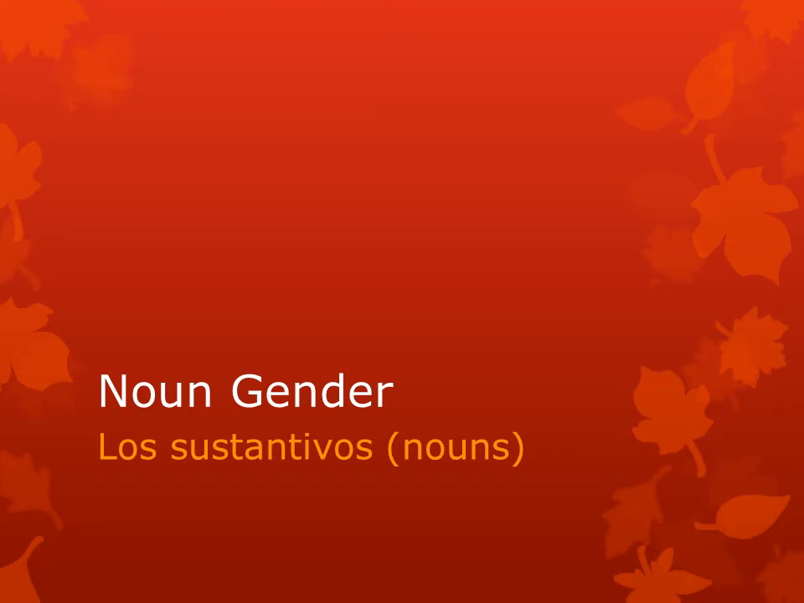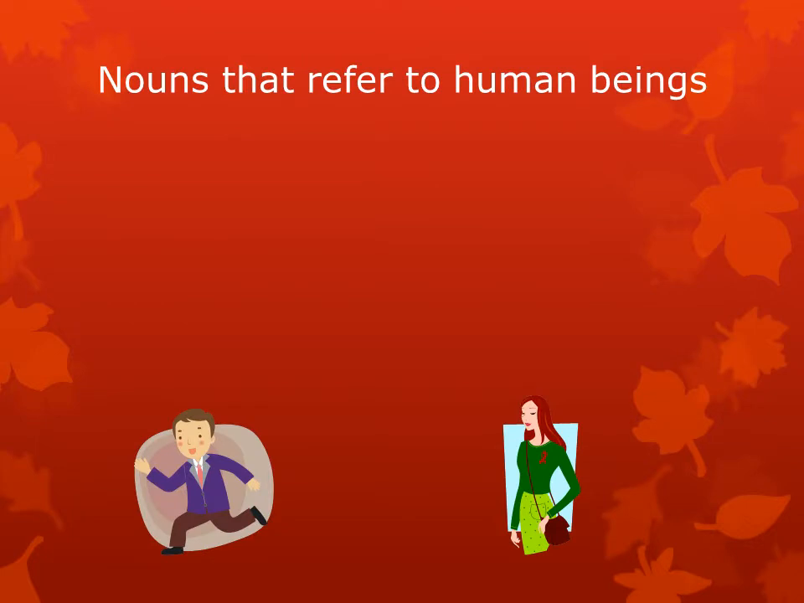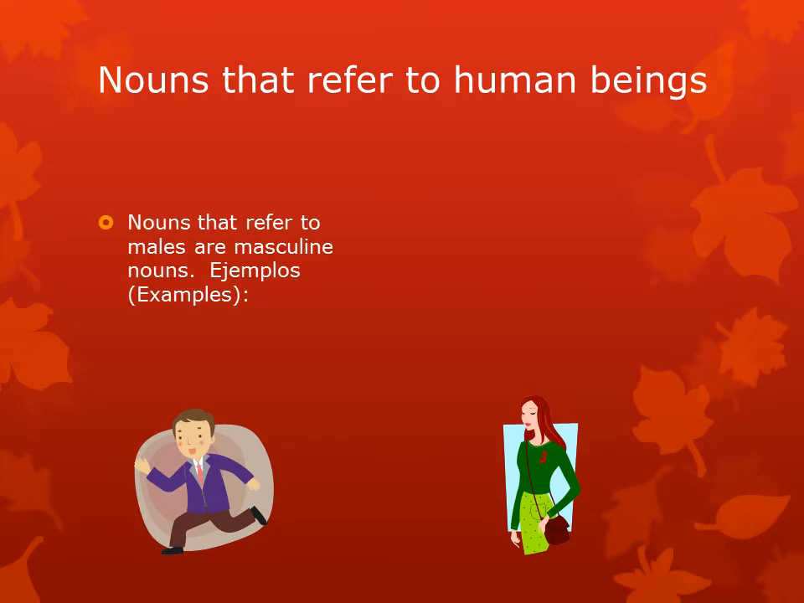The goal of this video is to work on understanding the gender of nouns, los sustantivos. Nouns can be described as masculine or feminine. Nouns that refer to human beings are easier to deal with because nouns that refer to males are by default masculine nouns. For example, el hombre, que significa man, el chico, que significa guy.